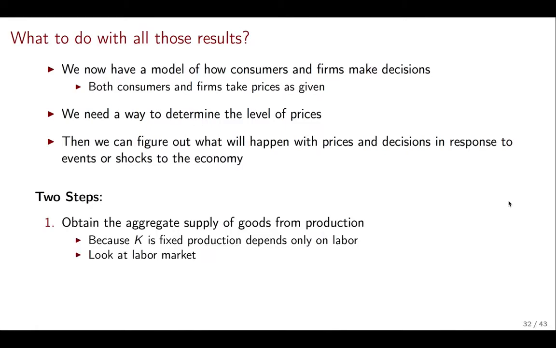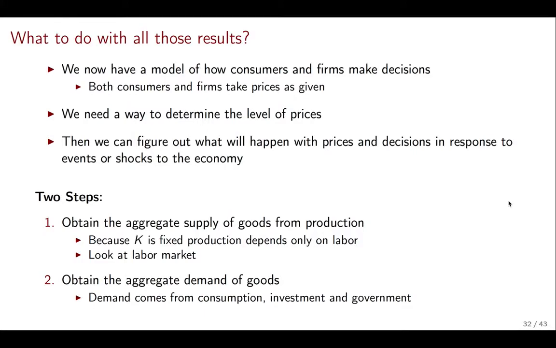Now we're going to do that in two steps. First, we're going to obtain the aggregate supply of goods from production. Now, because capital is fixed in the first period, we know that's a given value, then production depends only on labor. So we're going to look at the labor market to determine how much output is produced at some given prices. Then we're going to obtain the aggregate demand for goods. Now, demand comes from consumption, investment, and from the government in the form of government expenditure. So we're going to go over how to get aggregate demand out of the decisions of consumers and firms and the variables that the government has.